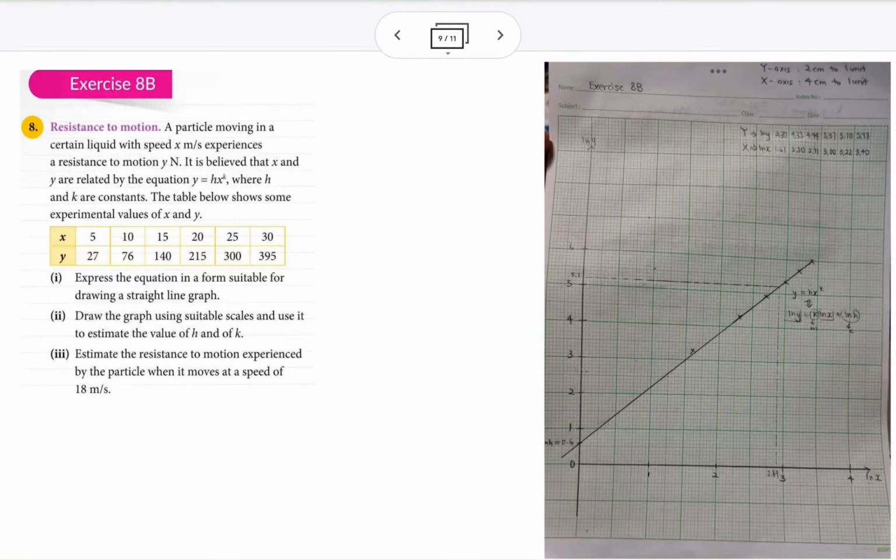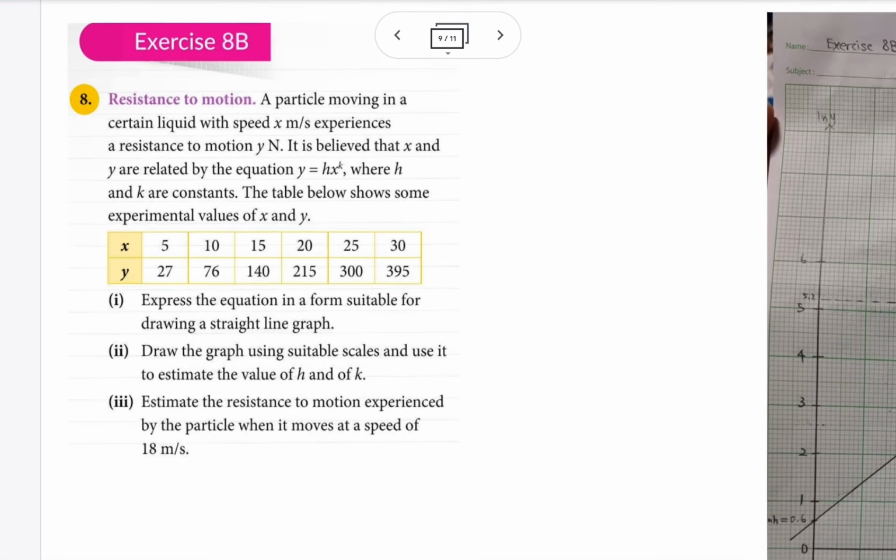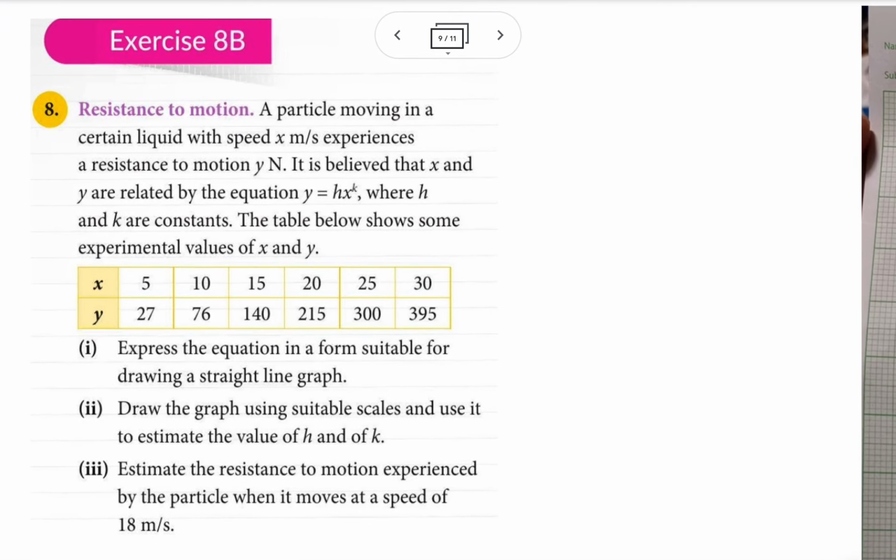Hi class. So this is the last question that I want to talk about for linear law, which is exercise 8b. The reason why I want to talk about it is because if you look at the question, they have given you the equation y equals h x to the power k, and they give you a table of values for x and y.